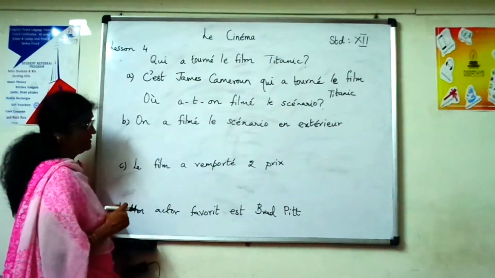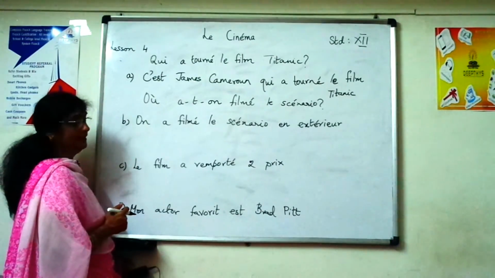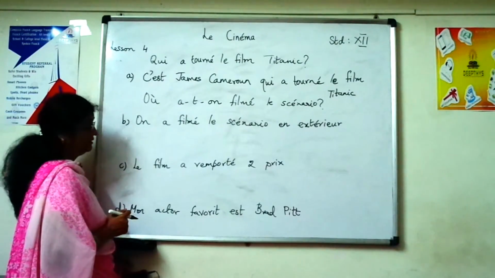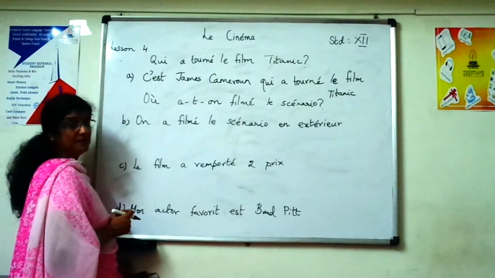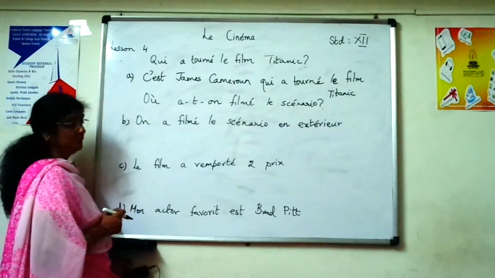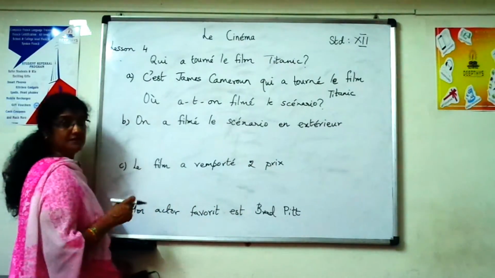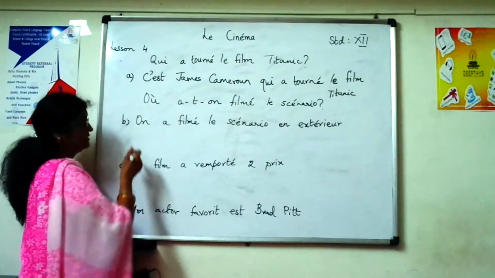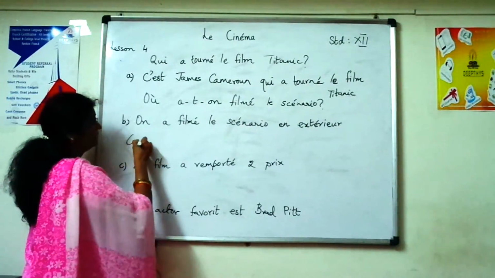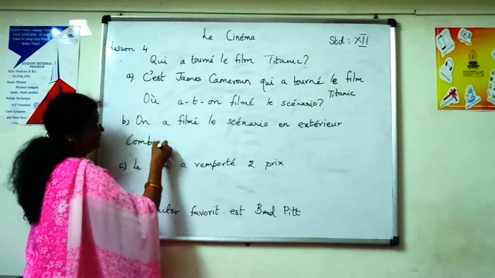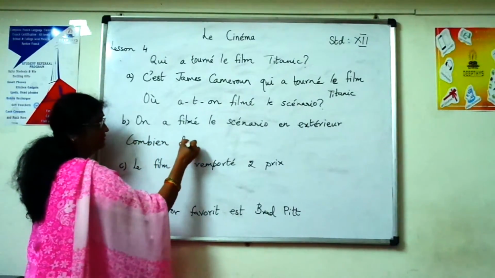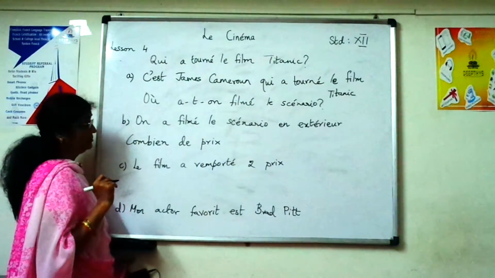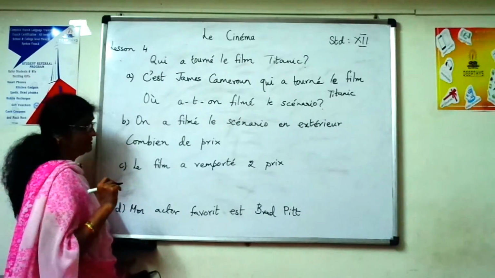The next statement is le film a remporté deux prix. The film won two prizes. Since it is two prizes, you ask how many prizes? How many prizes will be asked with combien de? Combien de prix? Combien de prix is how many prizes?